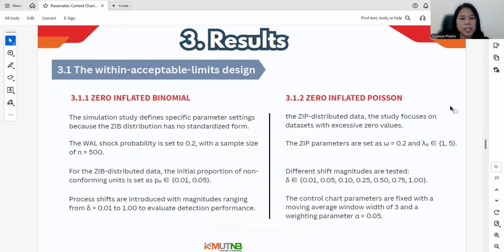For the simulation study, the parameters are set separately for ZAB and ZAP data. For the ZAB data, the sample size is set to 500 and the initial non-conforming proportions are 0.01 and 0.05. For the ZAP model, the zero-inflation parameter is set to 0.2 and the Poisson mean values are 1 and 5. Different shift sizes are tested, ranging from very small shifts to large shifts. This allows us to examine how each chart performs under different levels of process change.